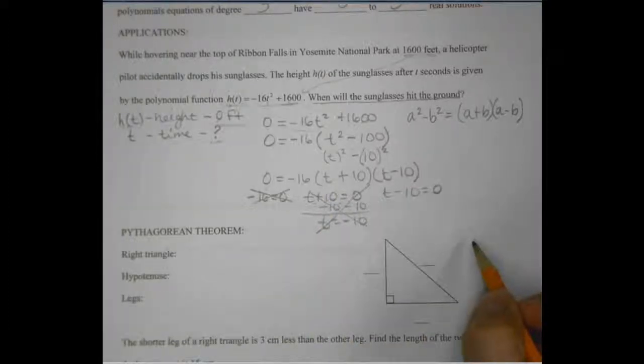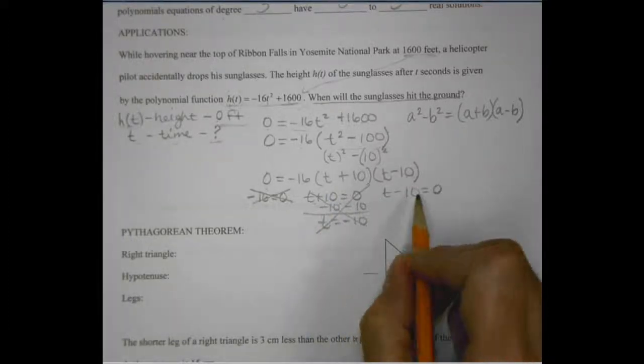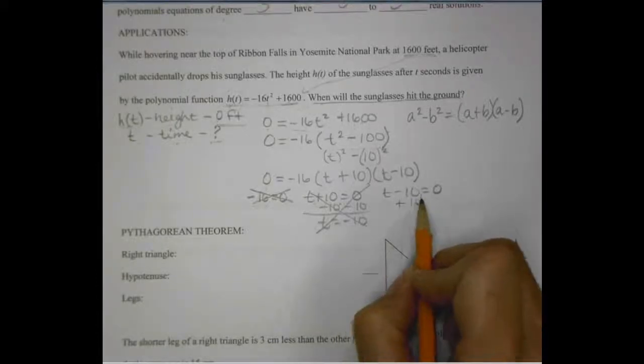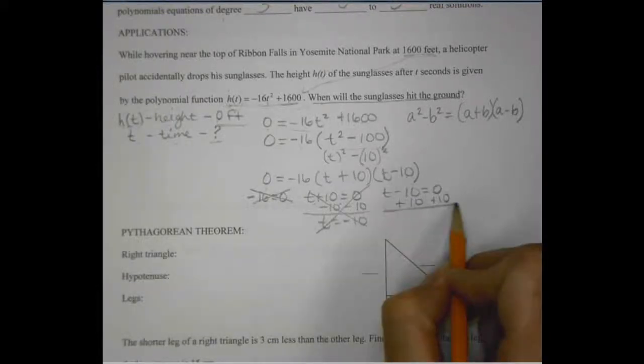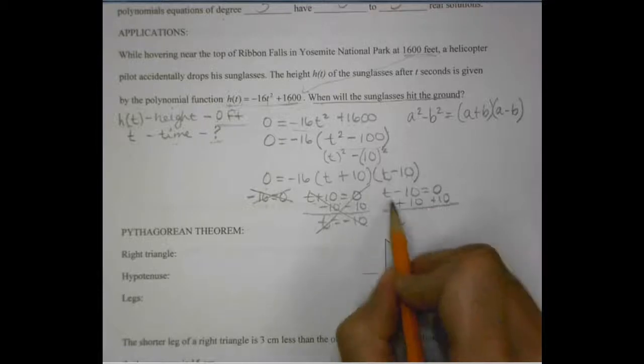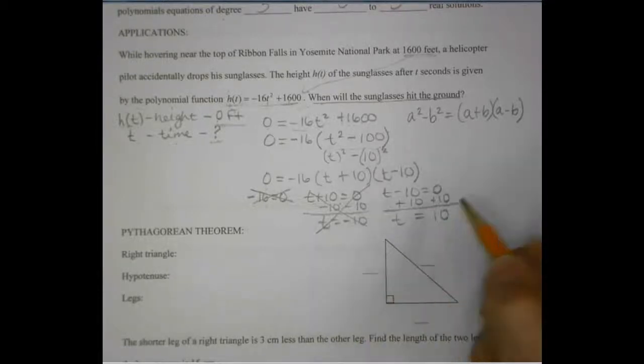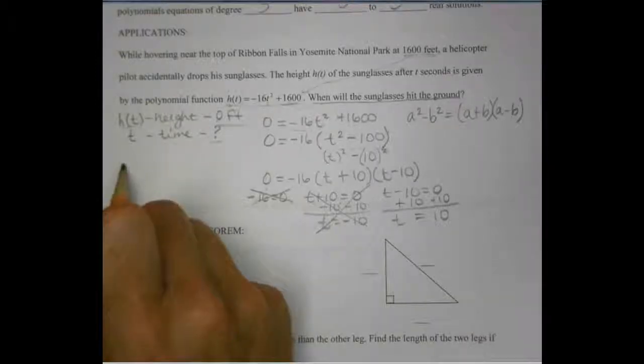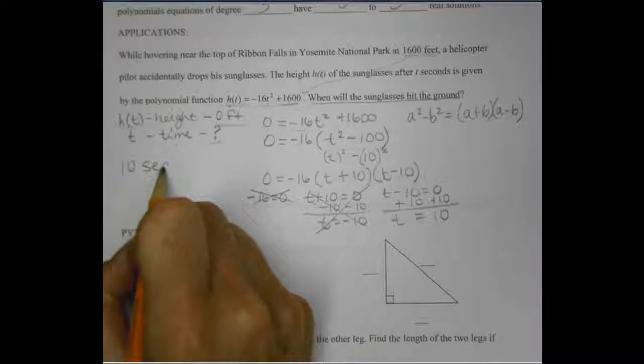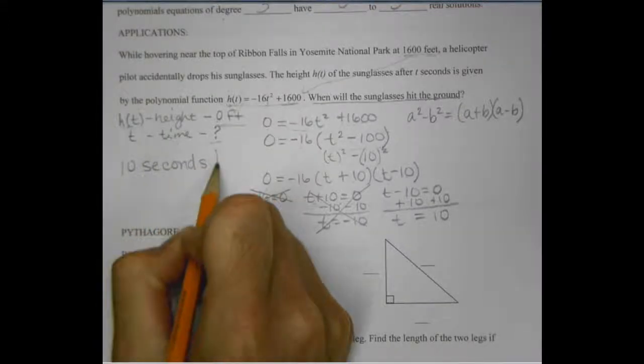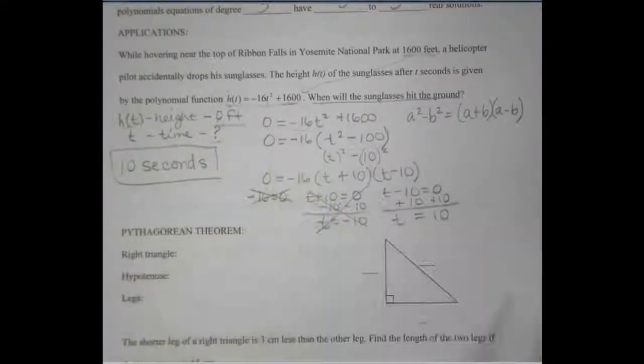It's an extraneous solution. And then on the very last one, add 10 to both sides. This is our last chance for a real answer, and I end up with t equals 10. And fortunately, I can have the sunglasses take 10 seconds to fall. So my answer is 10 seconds from a height of 1,600 feet.